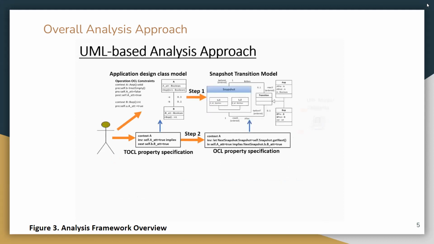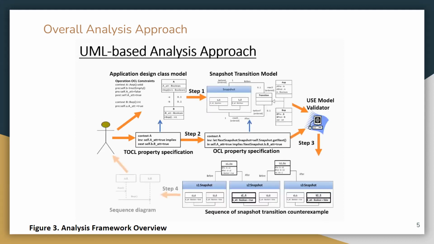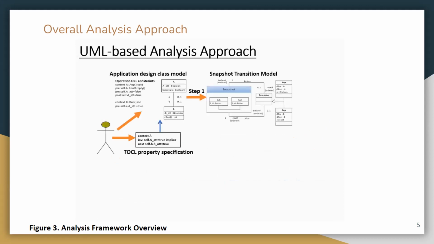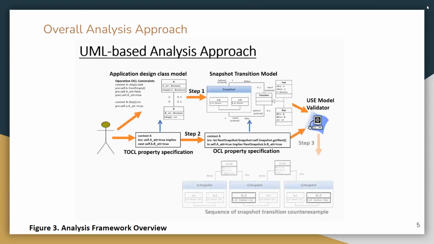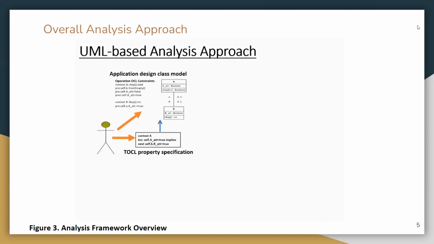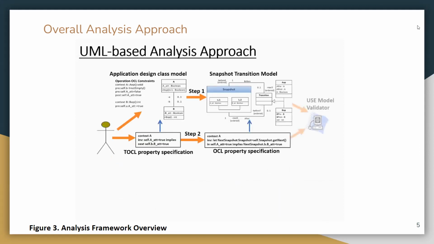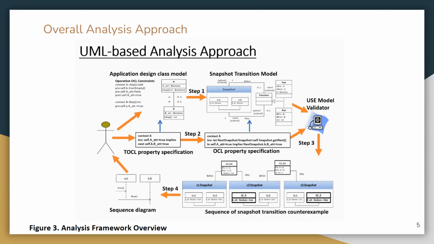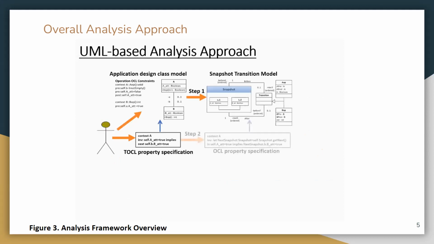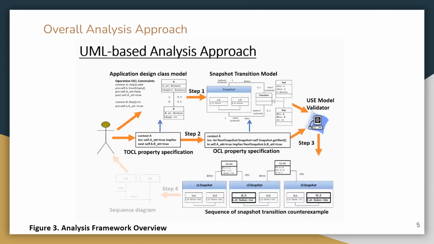The result of that is a counterexample if there are any flaws found. And in the fourth step, we take the counterexample and we extract a sequence diagram out of it, which shows a sequence of events that led to this error. We give that to the software designer so they can make the necessary changes to their model so that it works correctly.